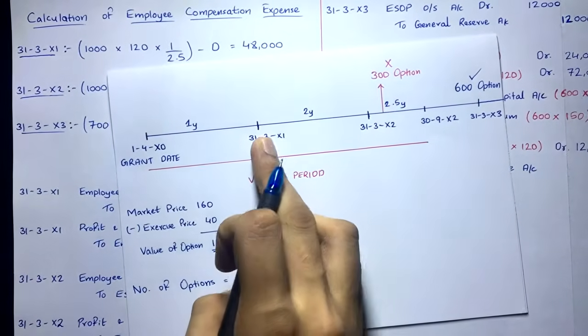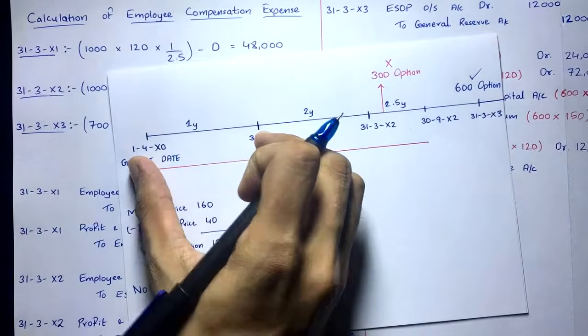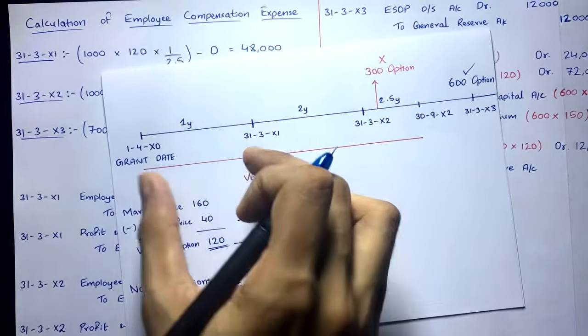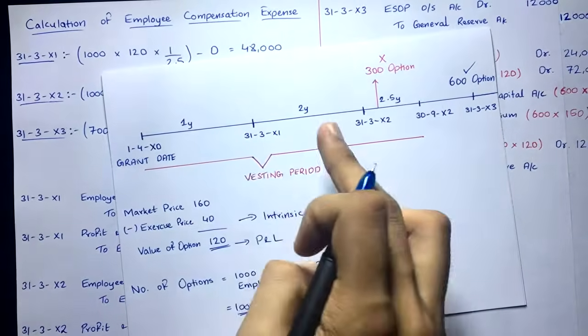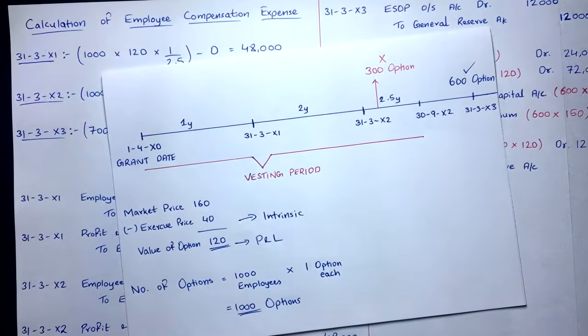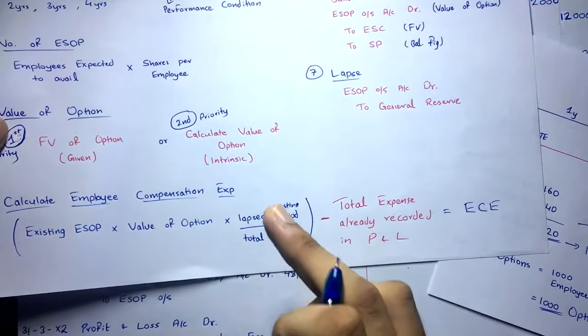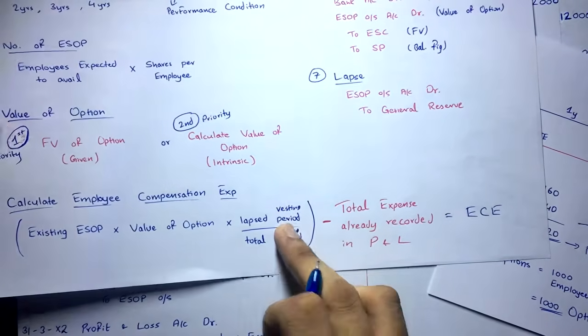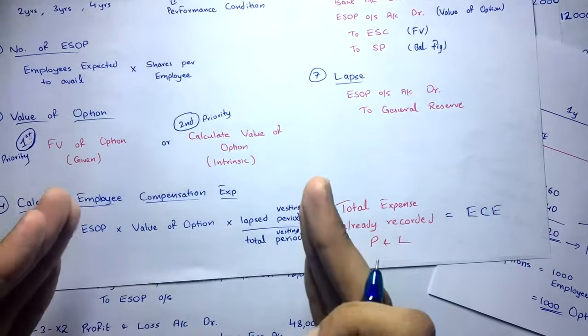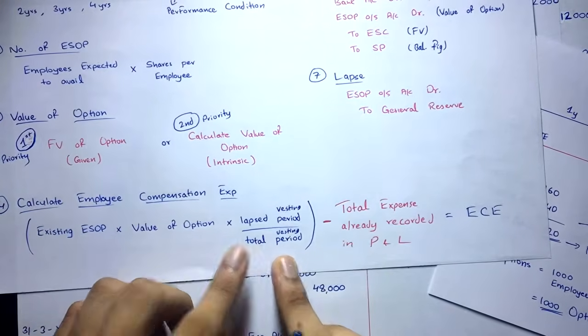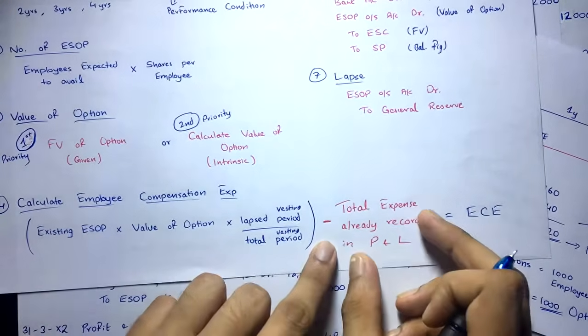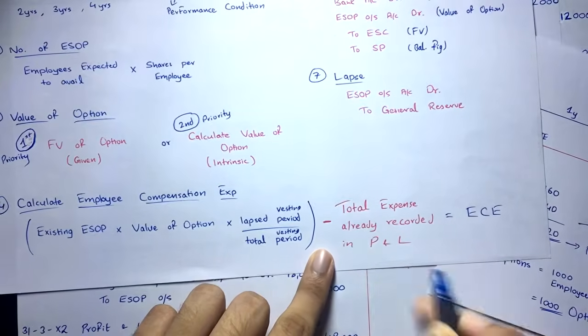Now at the end of the first year what are you going to take? 1 divided by 2.5. One year has passed and our total vesting period is 2.5 years, right? So see the calculation here. I will show you the calculation now within a second. 1 divided by 2.5: lapsed vesting period, how much has gone by, and total vesting period. This is the calculation you have to do, and you have to subtract total expense already recorded in P&L.